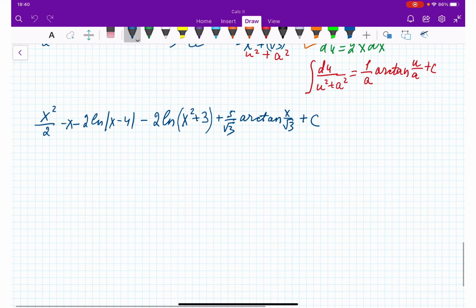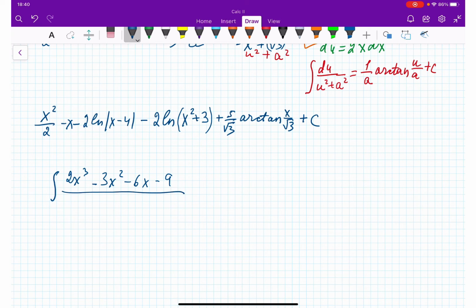So I want to show you another case. I'm not going to solve all the way through. I'll just show you the technique. So when we have an integral, let's say, 2x cubed minus 3x squared minus 6x minus 9, and in the denominator we have x minus 1. Let's assume we have x squared plus 5, and we have x plus 1 cubed.